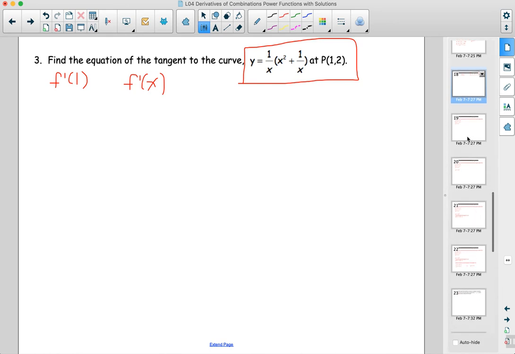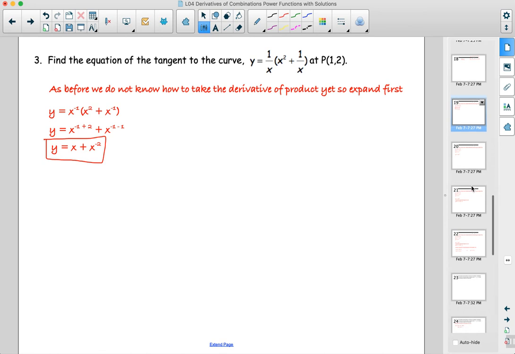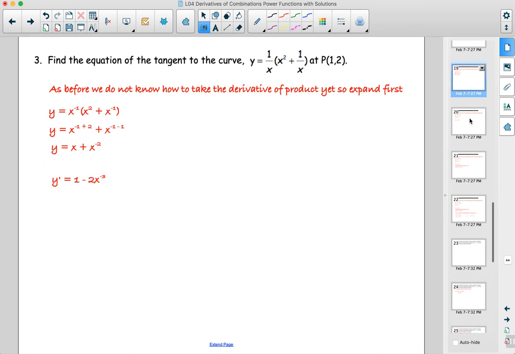Again, you can be in control of the timing. I'm just going to move forward. So this is x to the negative 1 times x squared plus x to the negative 1. This is multiplying two powers with the same base, so I should add the exponents. This is x to the negative 1 plus 2 plus x to the negative 1 minus 1. This becomes x, and that becomes x to the negative 2. So there's my function. I've now written it as a sum of power functions. Step number 2 would be for you to find the derivative of this function. And that's what I'm going to show you on the next slide.